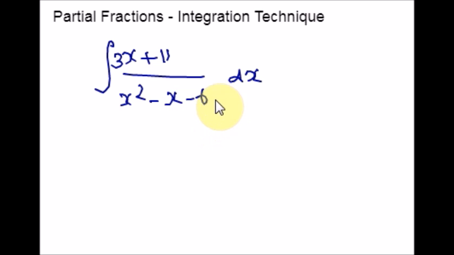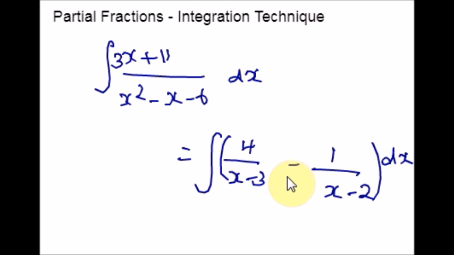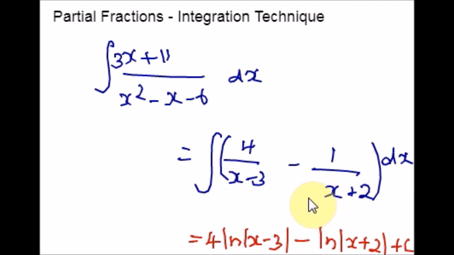However, if we notice that the integrand can be broken up as follows: 4 over x minus 3 minus 1 over x plus 2. If you factorize this, it will happen easily. So I'm going to just break this up. Then the integral is actually quite simple. If you split this integral, you'll get 4 times ln of x minus 3 minus ln of x plus 2. Finally, plus c. Hope you're clear with this example?